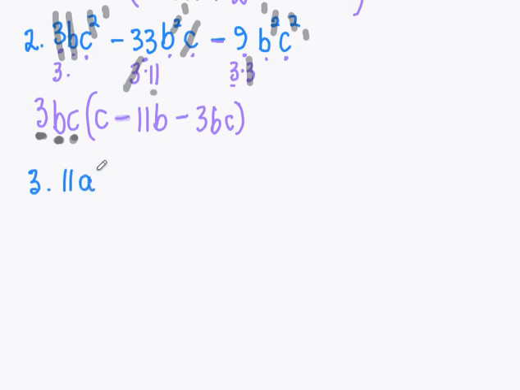14ABC minus 7DFG plus 21HJK. Here we can see that 14, sorry, it's 14. Ooh, I almost made a mistake there. So we have 14. 14 is a multiple of 7.